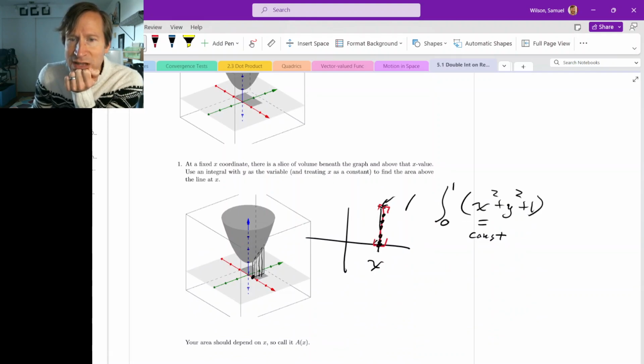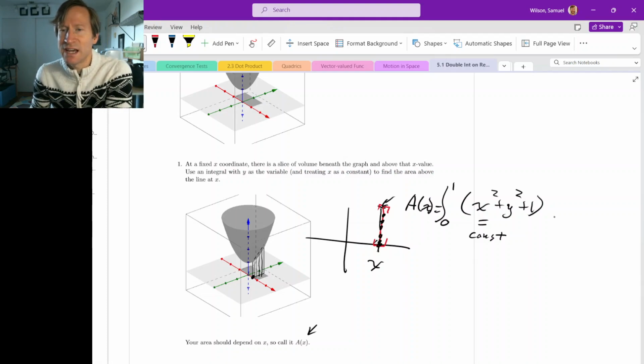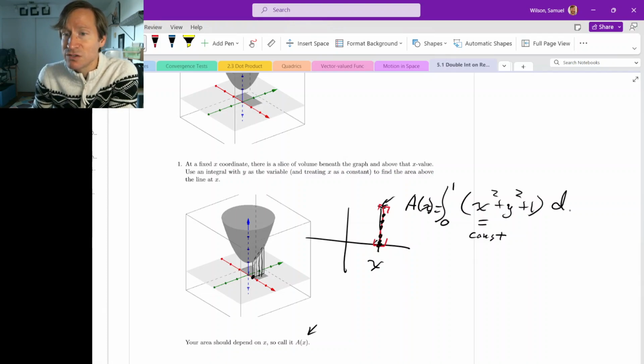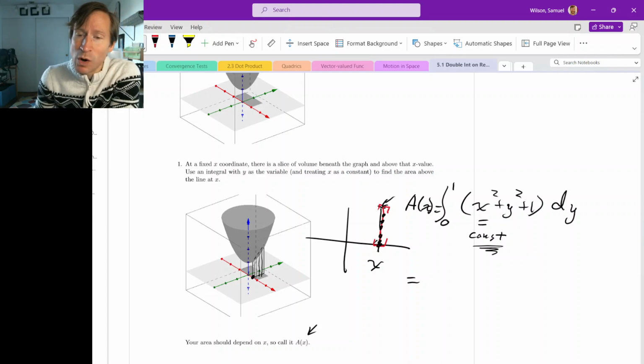So this is going to be the area above this slice. Of course, this actually all depends on x. So this is a function of x, as I said down here. So we can call this A of x. And this integral is, y is the variable in this integral, and x is acting like a constant in this integral. So when we do this integral, we get the integral of x squared, treating x like a constant and y like the variable.